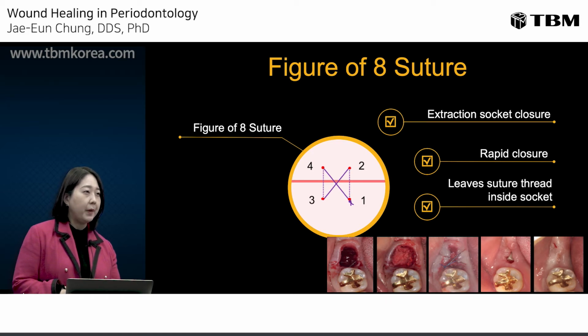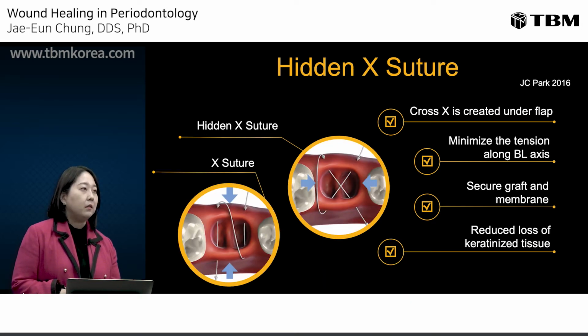The other drawback of the figure of 8 suture is that it pulls the buccal and lingual sides of the flap too tightly. So after completion of healing, as you can see in this picture, the extraction site can shrink a lot. To prevent this shrinkage of the tissue, the hidden X suture was proposed by Dr. Park Jung-cheol at Kyung Hee University.